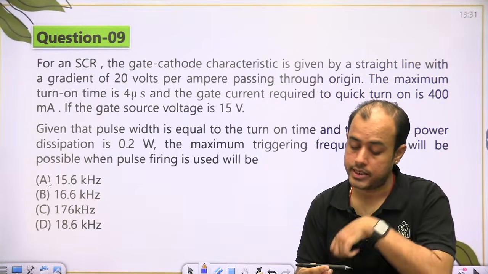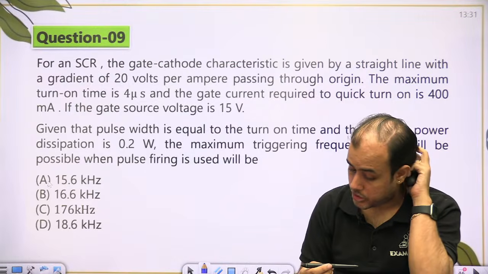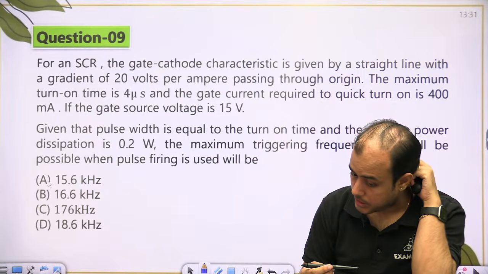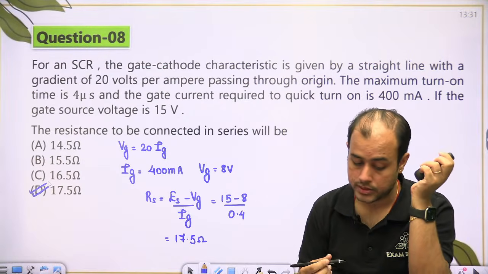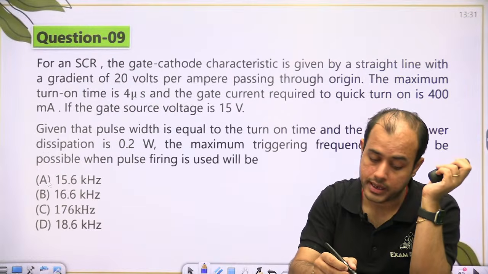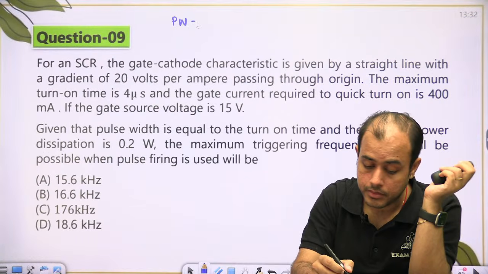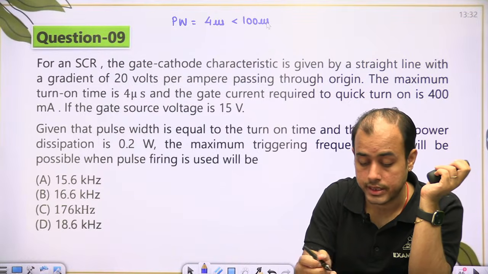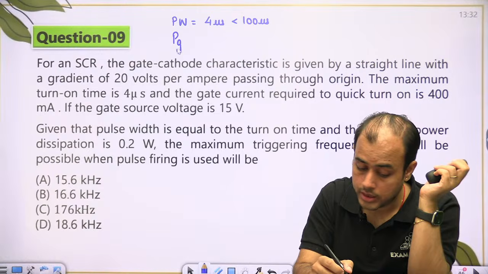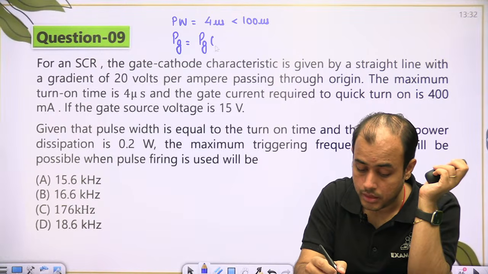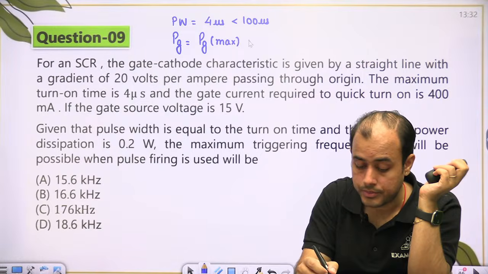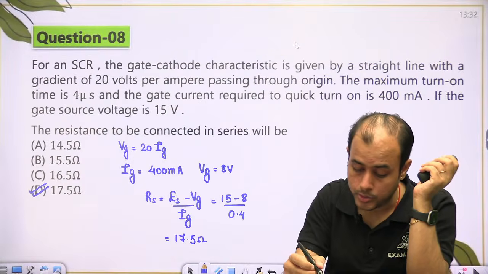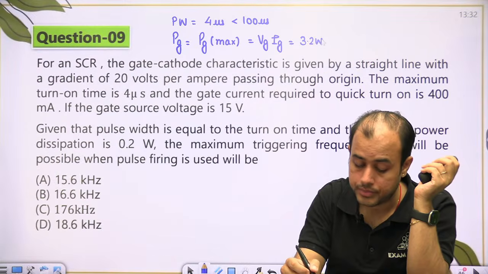Given that pulse width is equal to turn on time, average power dissipation is 0.2 watt. Maximum triggering frequency that is possible when pulse firing is used. So pulse width is 4 microsecond, which is less than 100 microsecond. Gate power is the maximum value. EG, 8 into 0.4, that is 3.2 watt.